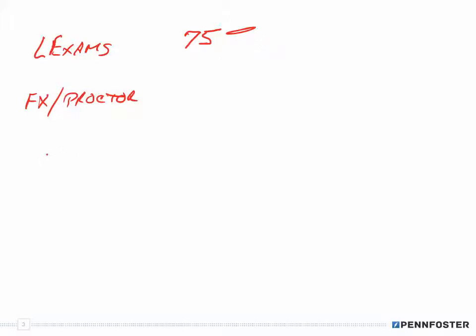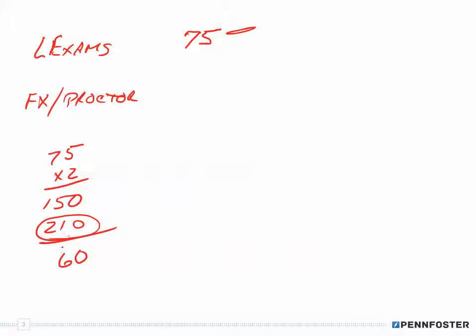Okay, if your lesson exams have an average of 75 and you multiply that by 2, that means you have 150 points. You need 210 points in order to pass. So on your final exam, you need a 60 in order to pass the subject, okay? 60 is failing, but even if you did get a 60, you would pass because you had met the number of points you need, the 210.